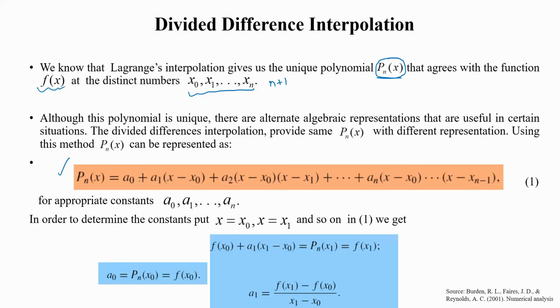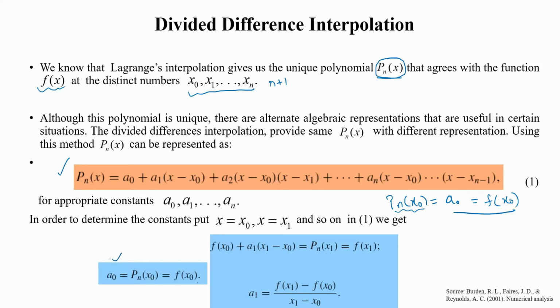It's simple. If we put x equal to x0 in equation number 1, you can clearly see that we get Pn(x0) equal to a0. Other terms will become 0, because when x is equal to x0, this will become 0, this will become 0, and so on. Now you know that Pn(x0) is the same as f(x0), because this polynomial satisfies f(x) at these distinct points. So Pn(x0) is equal to f(x0).